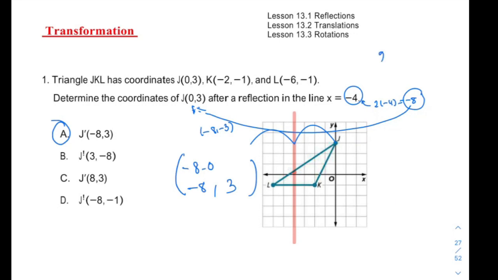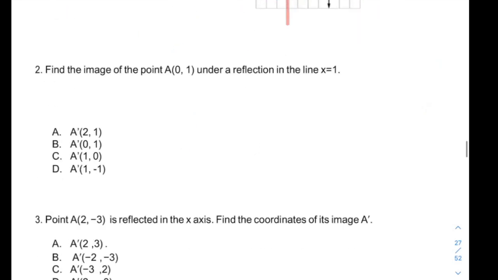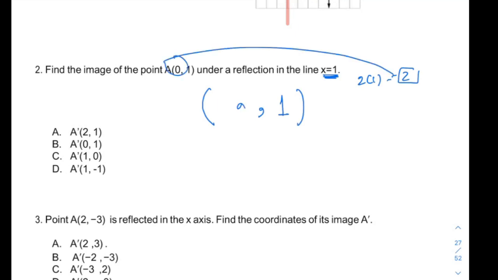So it is like 2a minus x, and then y. This is the relation. A is the number that is given here, the constant here. Let's try here. Find the image of the point A(0,1) under reflection in x equals 1. So it's x equals 1, keep the y, x will be affected. 2 times 1 is 2. 2 minus the 0 is 2. So it's (2, 1). Done.